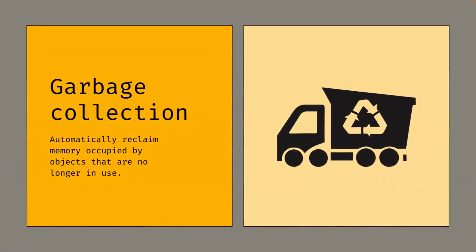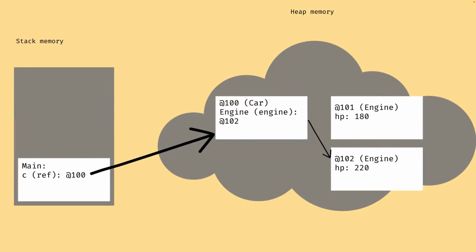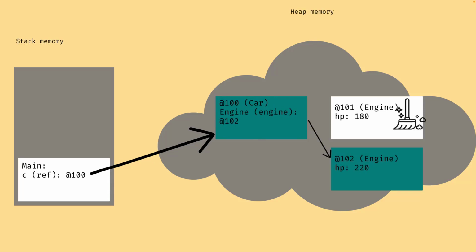Garbage collection's main purpose is to automatically reclaim memory occupied by objects that are no longer in use. This process is performed by the Java garbage collector, which takes care of handling the memory management. The garbage collector removes elements that no longer have a connection to the stack. In this example, memory location 100 and 102 have a connection to the stack. 101 can be removed because it no longer has a connection to the stack.